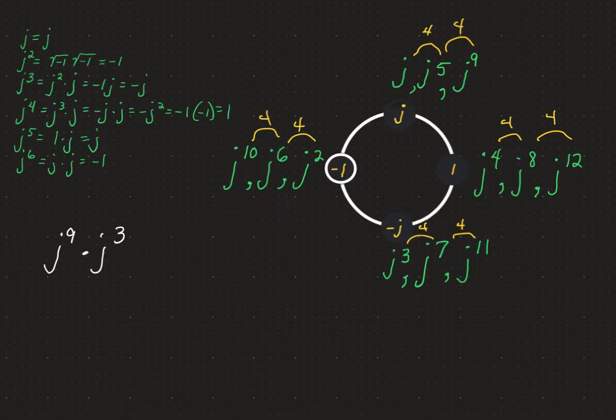Now, we could evaluate j to the 9th, and then evaluate j to the 3rd, and then multiply them and evaluate that. However, the laws of exponents and the behavior of j give us another option. This particular multiplication problem is easier if you go by the rules of exponents. We have j to the 12th, which is equal to j to the 4th cubed, which is equal to 1 cubed, which is equal to 1.